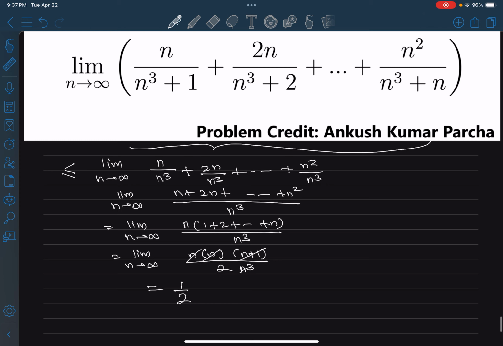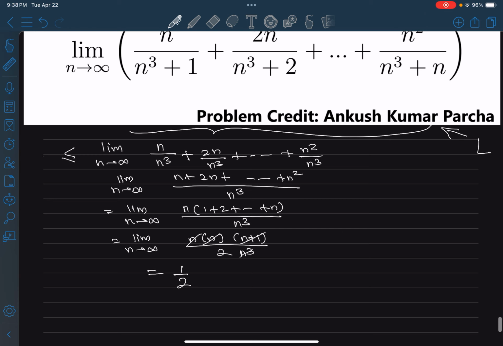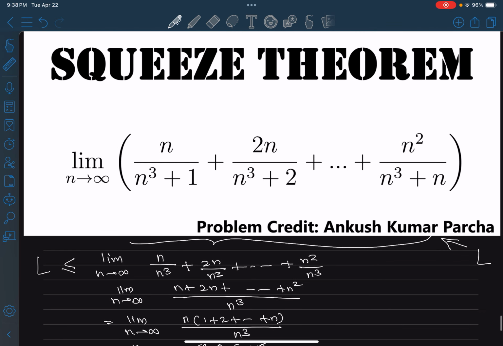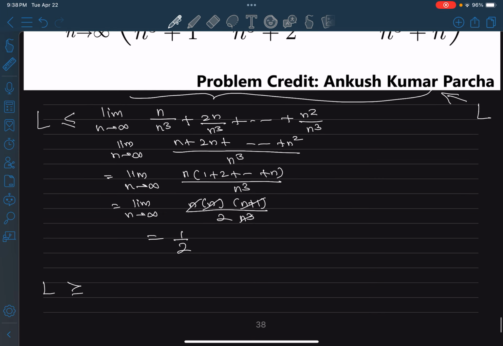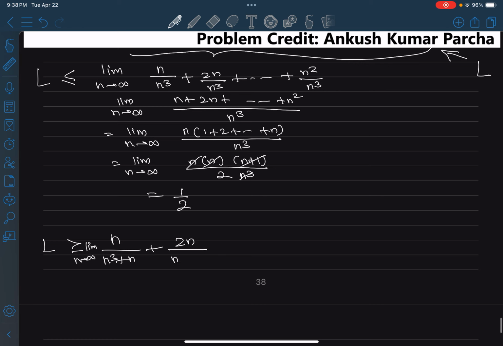Now similarly, if our required limit is L, then we know that L is less than or equal to half. Now we can also show that L is bigger than or equal to something, where instead of 1, 2, we just take n. That gives us 1 by n cubed plus n, plus 2n by n cubed plus n, up to n squared by n cubed plus n.